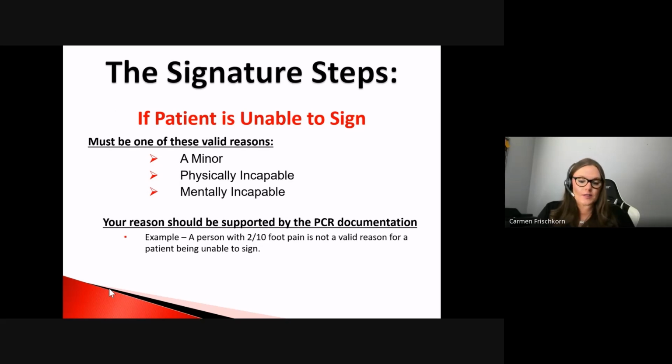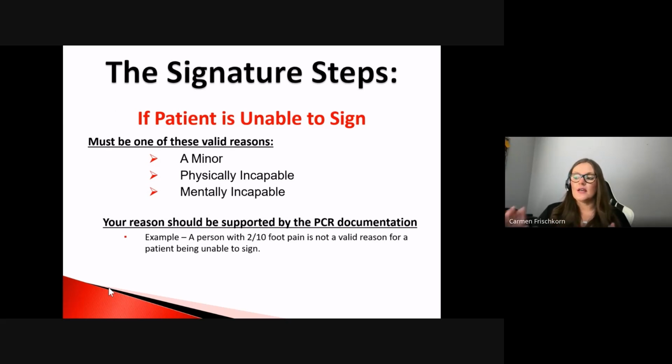So there are only 3 categorical reasons why a patient can't sign. This is a legal document, so a minor can't sign for themselves. We know that. Or if they're physically incapable or mentally incapable. Those 2 have a lot of drop downs or branches, if you will. Over the next 2 slides, we'll talk about some valid versus invalid reasons that we encounter. But whatever reason you're giving, just remember that you are using your best discretion on every single run for every single thing that you do with your patients.